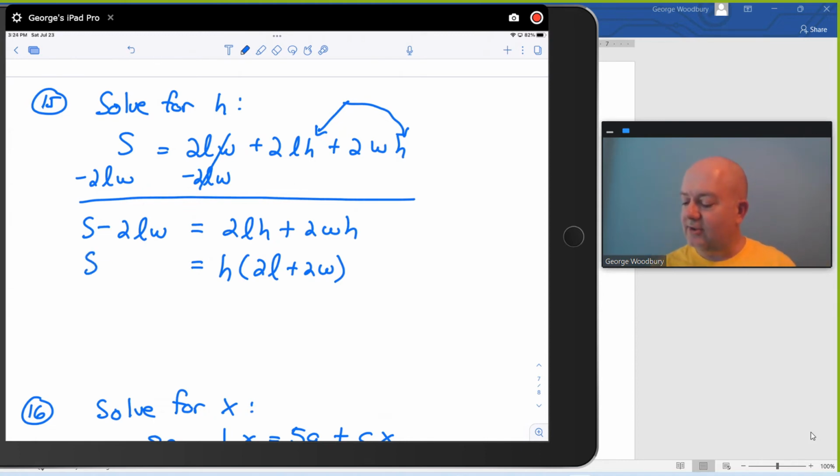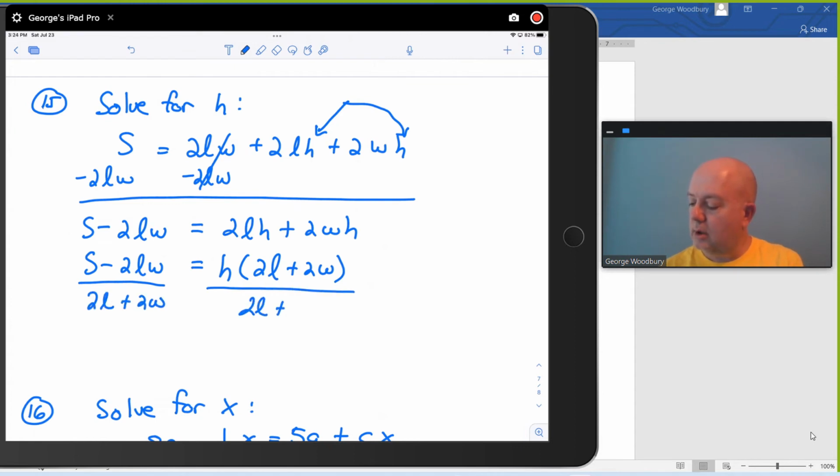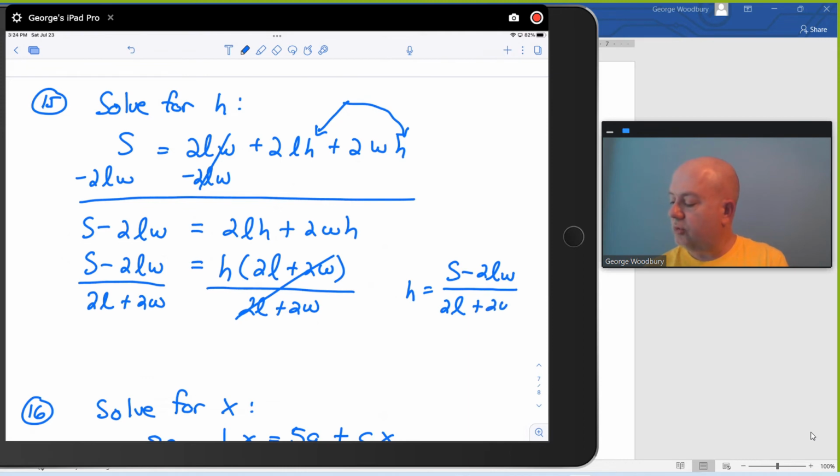The left side stays the same. It's still S minus 2lw. And now I've got the right-hand side written as h times some expression. I can divide both sides by that expression. So I'm going to divide by 2l plus 2w. And I've got my solution. I've got h isolated. Again, I'm going to rewrite it so that it's on the left-hand side. h equals S minus 2lw over 2l plus 2w.